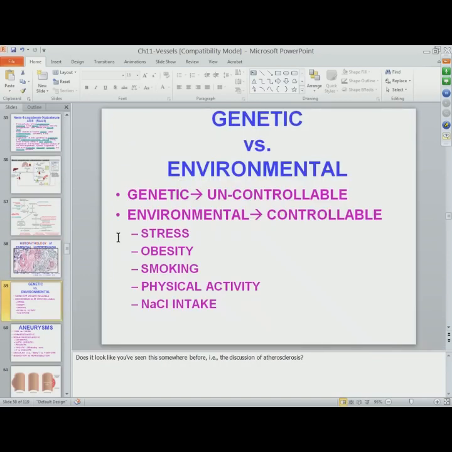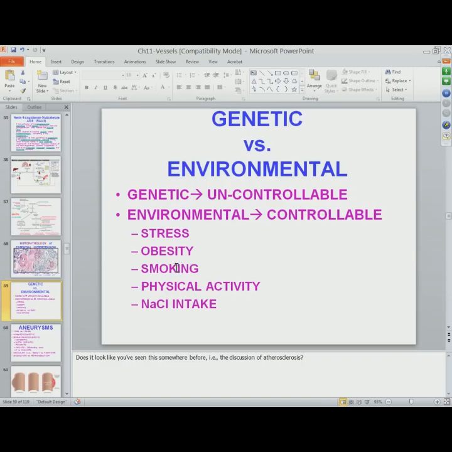Does it look like you've seen this chart somewhere before? Like maybe with atherosclerosis? What are some of the environmental controllable factors for hypertension? We know that genetics are uncontrollable, but what about the environmental? Can they be controlled? Well, there's a relationship to stress. Somebody that's stressed out is often talked about as having their blood pressure up, and very often it is. Furthermore, hypertension in itself can stress you out emotionally. Obesity is related to hypertension. Lose 20 pounds, you'll lower your blood pressure.